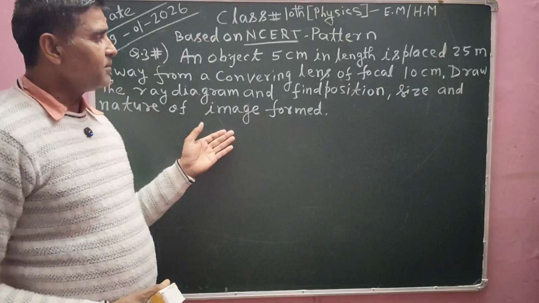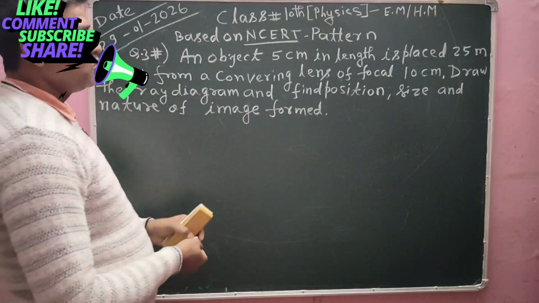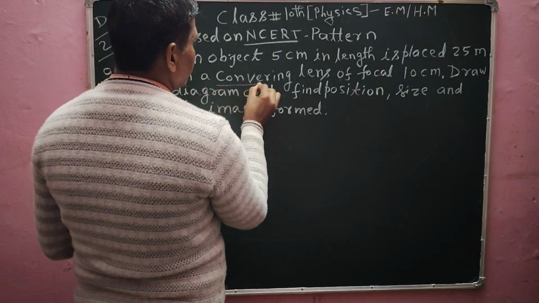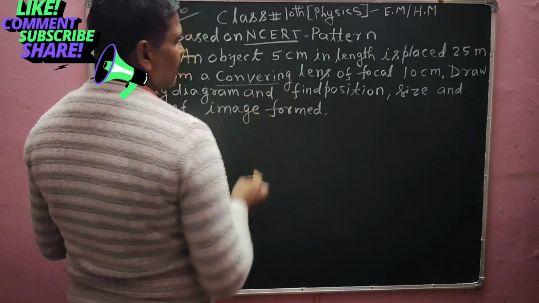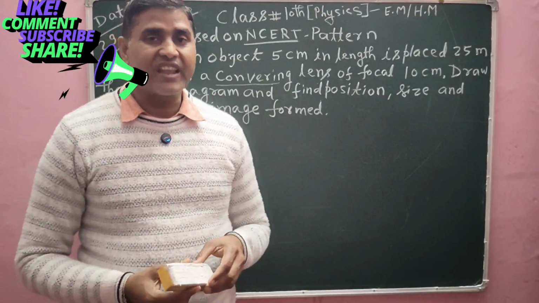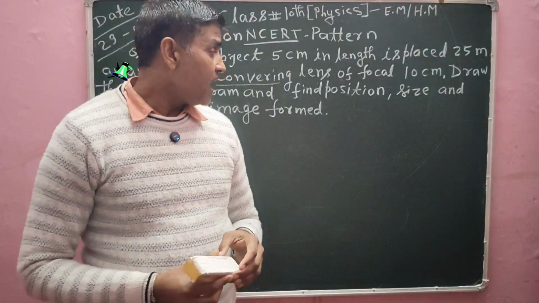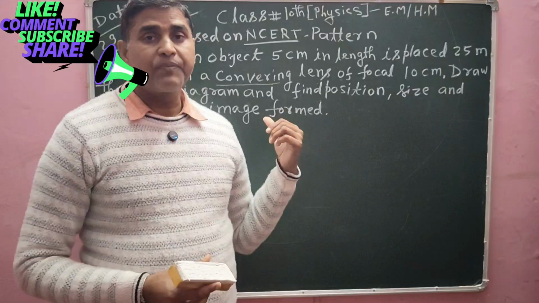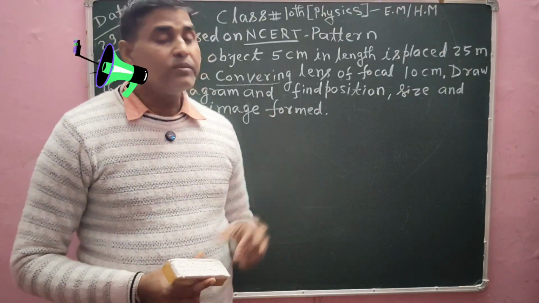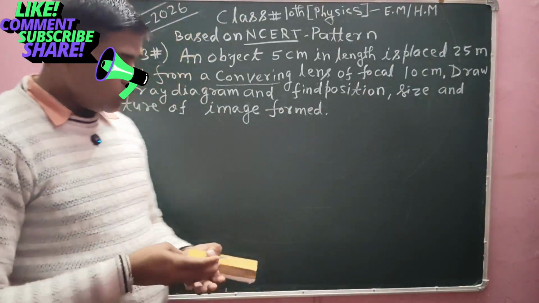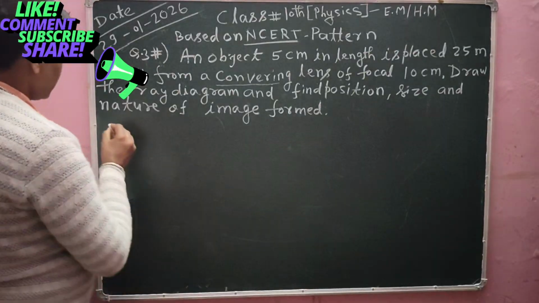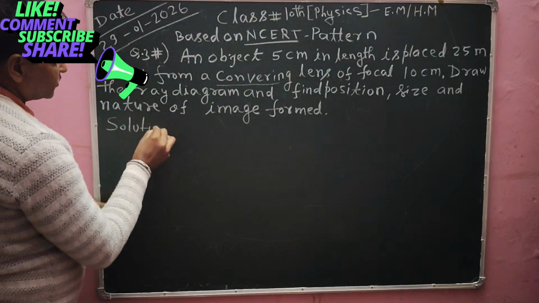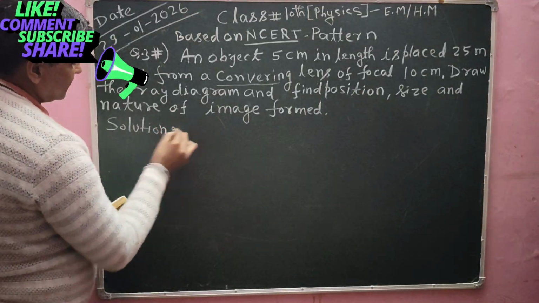Now, one numerical I have written with respect to convex lens. I will explain the types of lens here, and describe how to recognize them, and then I will use the concept of convex lens to solve this numerical. So concentrate here. First of all, I will write here: solution.